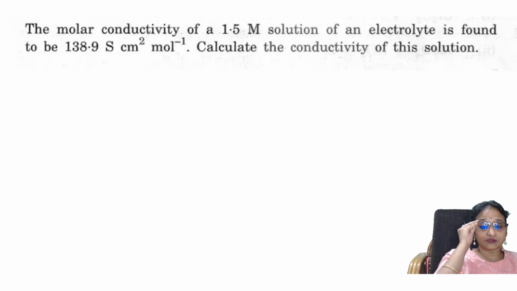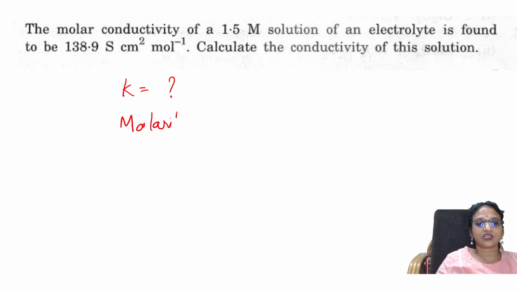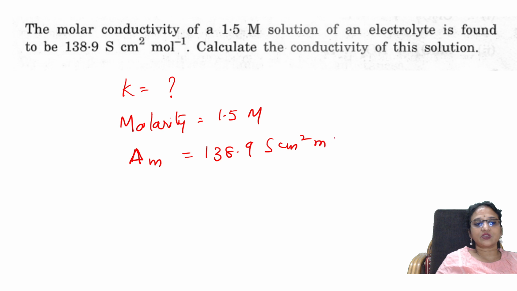The molar conductivity of a 1.5 molar solution of an electrolyte is found to be so much. Calculate the conductivity of the solution. So I have to find K. What is given? Molarity, 1.5 mole. Then they have given the molar conductivity, lambda m, which is 138.9 Siemens centimeter square mole inverse.